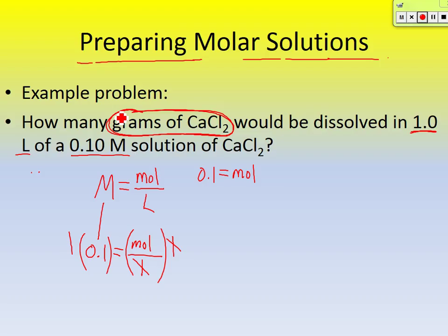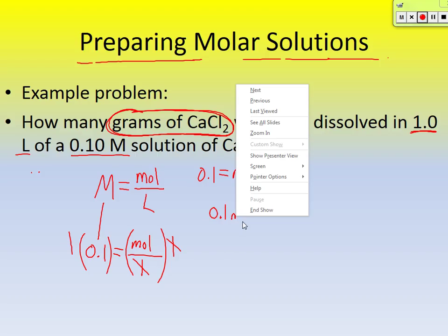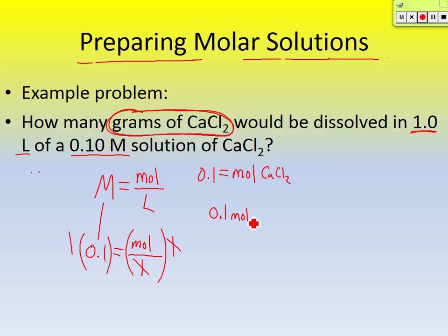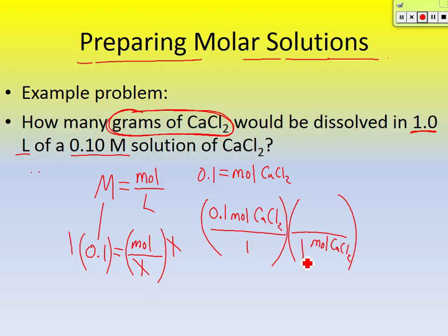But this is moles of calcium chloride. So we're going to start our calculations with 0.1 moles of calcium chloride. Put that over 1. Okay? And now we're going to have to use a conversion factor to convert it to grams. If moles of calcium chloride is on top, in order to get it to cancel out, we need to put it on the bottom. In 1 mole of calcium chloride, how many grams is there? 110. Good, 110. I think that's right.